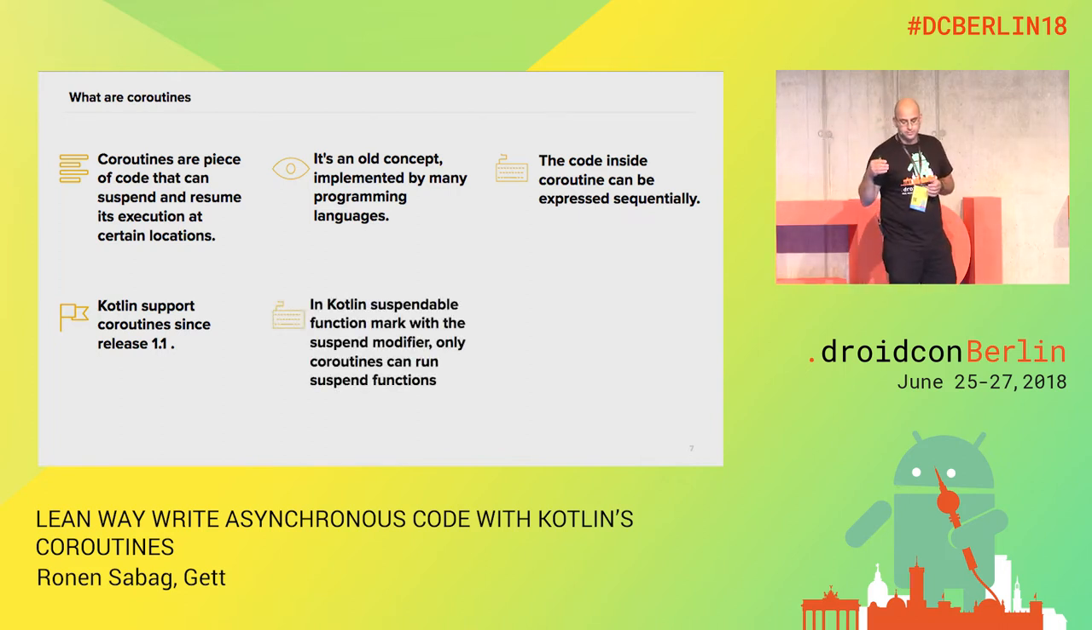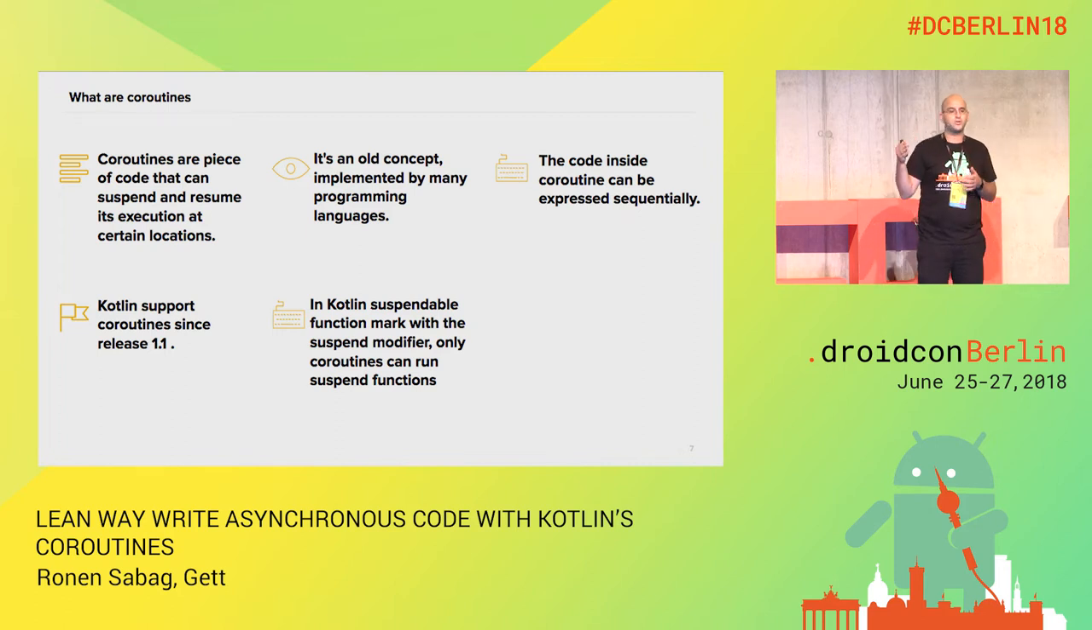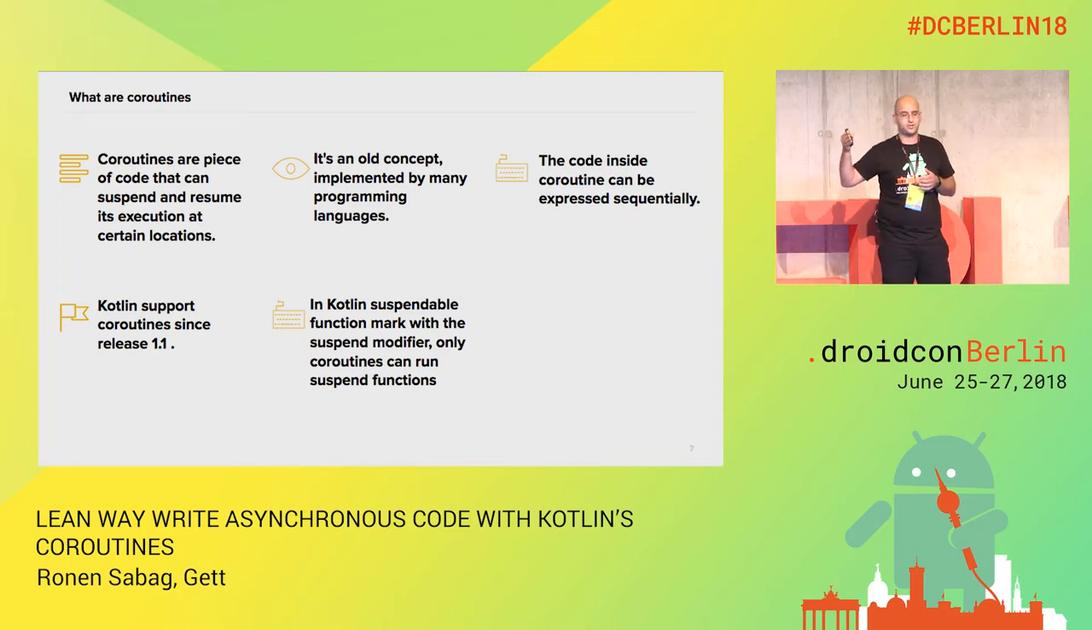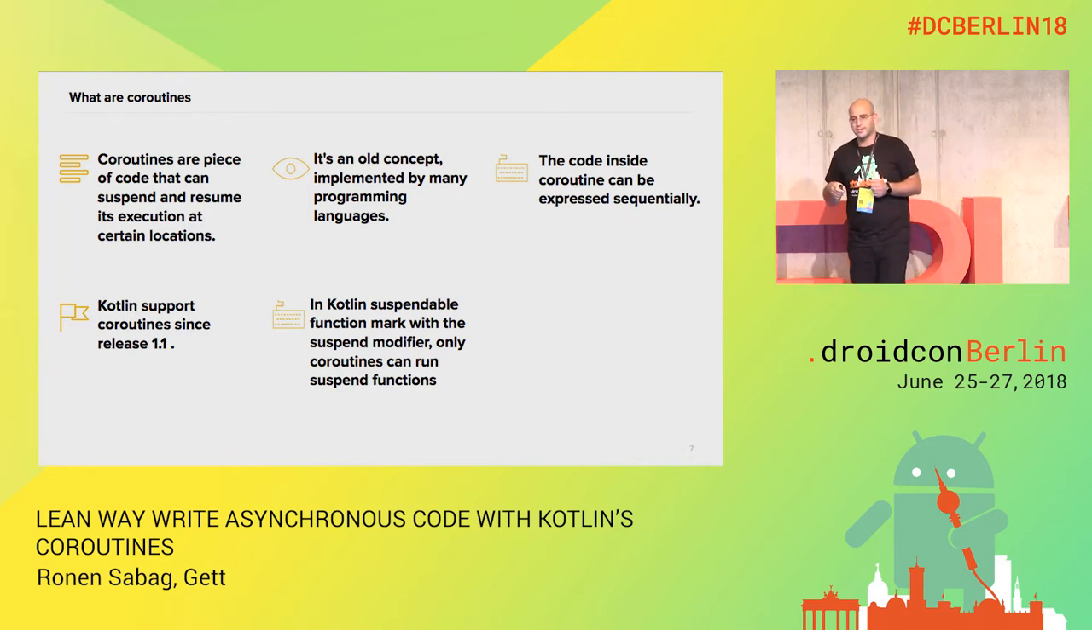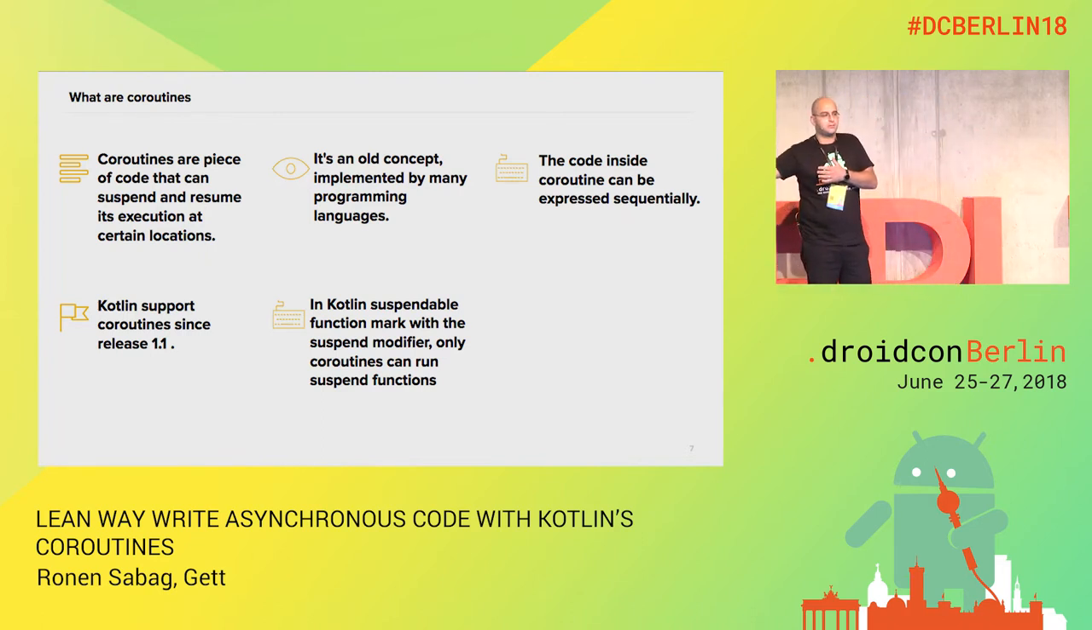In Kotlin, there is a suspendable function, which is marked with the suspend keyword. And only coroutines can run suspend functions. So like I told you before, each suspend function is going to be translated to some state in the state machine. And by that, we can gain nice readability with coroutines.